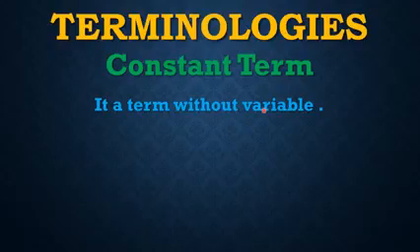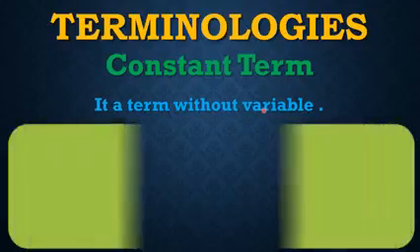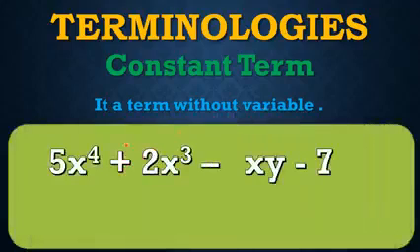For example, in 5x to the 4th power plus 2x cubed minus xy minus 7, which of these is the constant term? So, yung 5x to the 4th power is not a constant term, kasi meron tayong presence of variable. In 2x cubed, this is not also a constant term, kasi meron tayong x na variable. In negative xy, x and y are variables, so this is not a constant term. Okay? And the only constant term na meron tayo is the negative 7. Therefore, the constant term of this algebraic expression is negative 7.